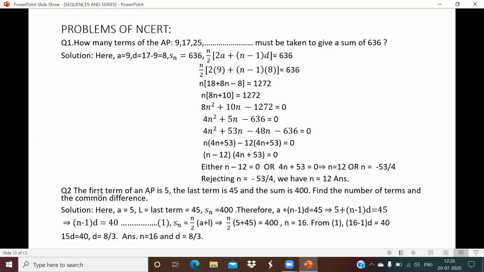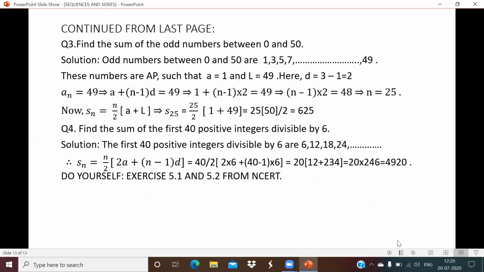In question number 2, what is given to us is that the first term of the AP is 5 and the last term is 45 and the sum is 400. Then we have to find the number of terms, that is n, and the common difference, that is d. Here a is 5, that is the first term, l is the last term, that is 45, and the sum of n terms, 400, is given to us.